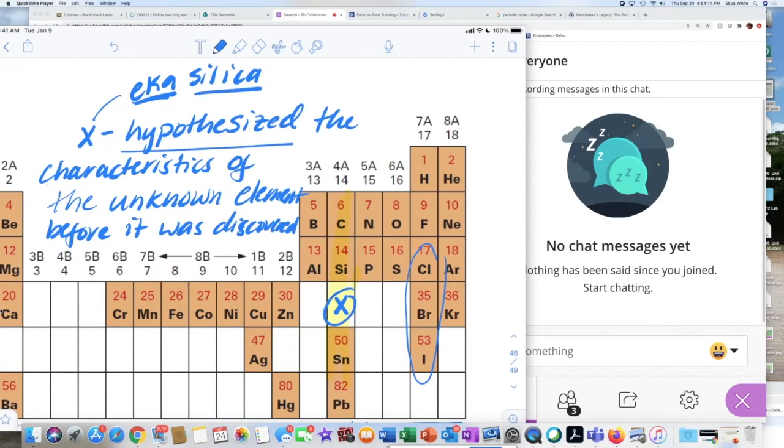And he was able to figure out the characteristics, and the characteristics that he found for Eka silica, which we now call germanium, were so close to the actual one. Imagine that, before his time, right? Before they discovered it. Later on, when scientists discovered it, they were able to compare the two characteristics and realize that he did very well. So he discovered Eka silica and Eka aluminum, this one too. And he did better with the Eka aluminum than he did with the Eka silica.